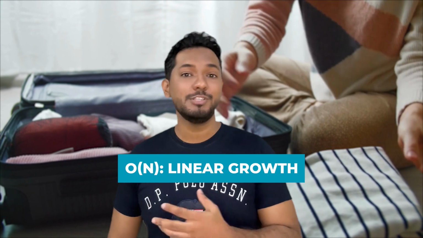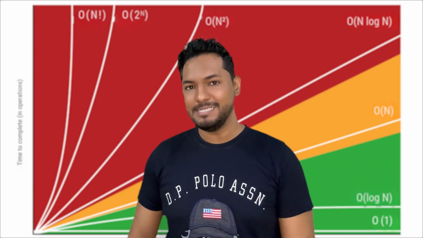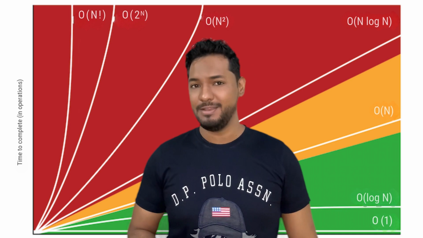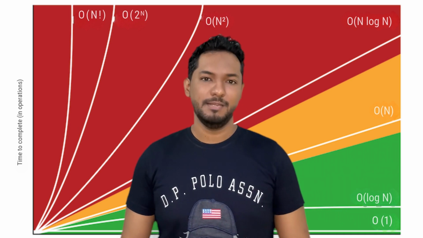It helps you understand how efficiently your packing process or algorithm scales as you add more stuff to it. Does it slow down a lot or can it handle more with ease? When I first encountered these terms, O(1), O(n), O(n²), it felt like learning a new language. But let's break it down in simple terms.